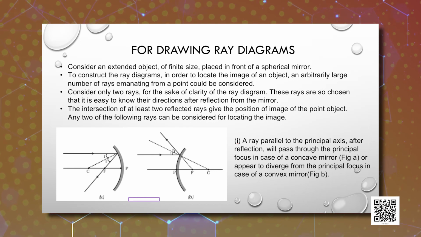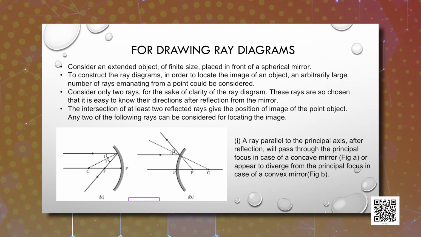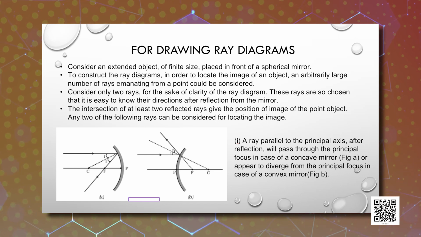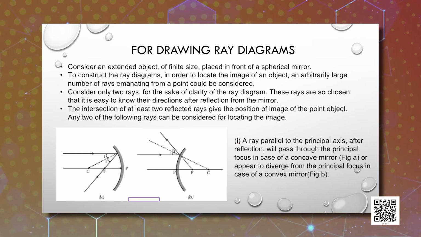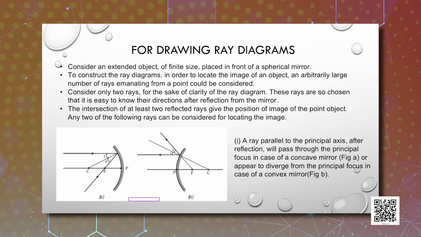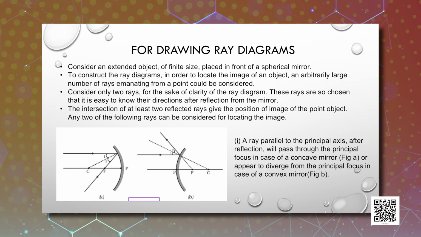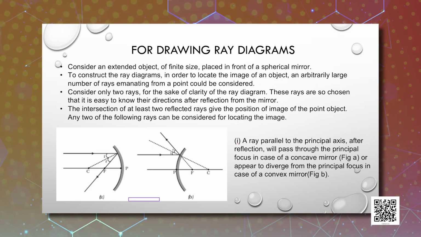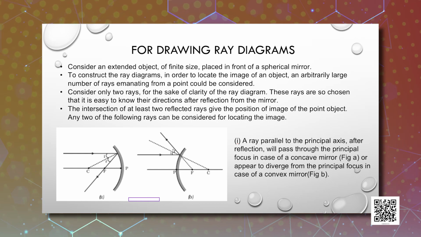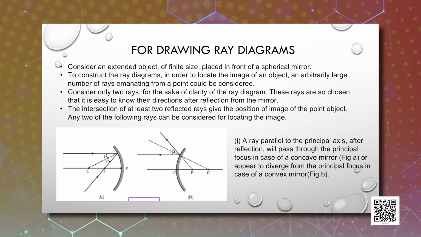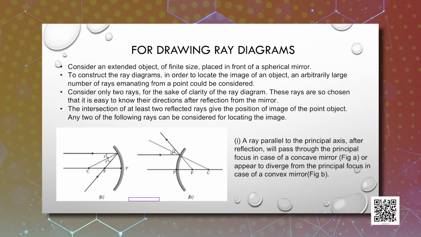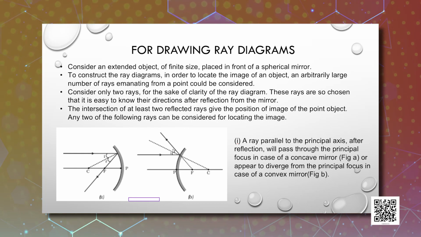But before that, it is important for us to learn about certain special rays which are often used to frame images. For drawing ray diagrams, we generally consider an extended object of finite size placed in front of a spherical mirror. To construct the ray diagrams, in order to locate the image of an object, an arbitrarily large number of rays emanating from a point could be considered. We will consider only two rays for the sake of clarity of the ray diagrams.